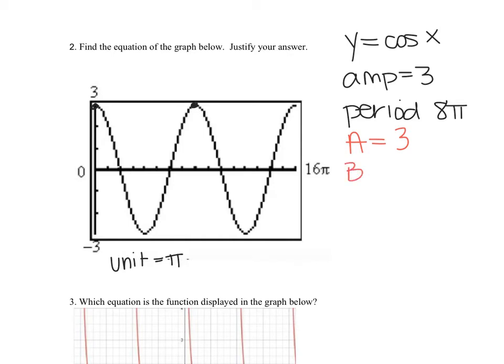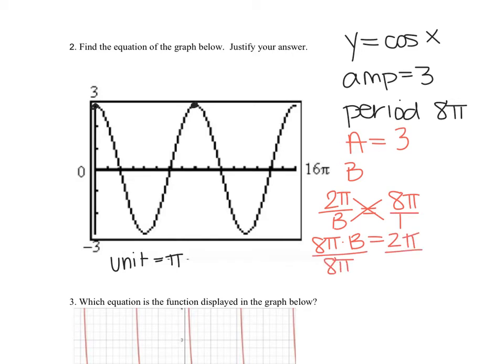Now we have to figure out what B is. This comes from knowing our period. We typically find the period by doing 2 pi over B. But in this case, 2 pi over B has to equal 8 pi. We put 8 pi over 1, we cross multiply. We get that 8 pi times B has to equal 2 pi. Divide by 8 pi to get B by itself. When I simplify 2 pi over 8 pi, we get that B has to equal 1/4.